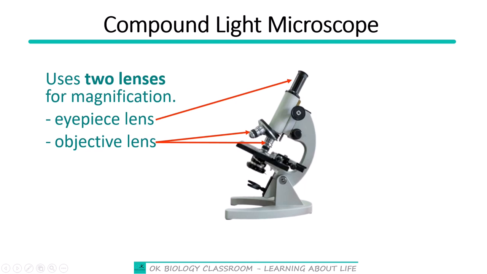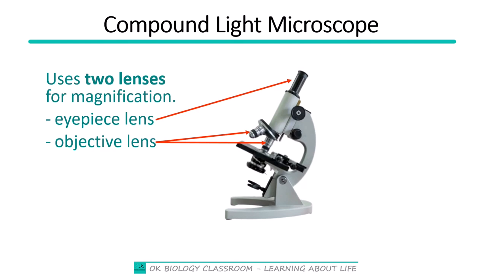Assuming we are using this particular objective lens, this magnifies the specimen first. Then the lens in the eyepiece would further magnify what has been magnified by the objective lens. So it's going to be something like double magnification. Exactly. So this gives the compound light microscope better magnification as compared to a simple light microscope, because the simple light microscope uses only one lens, that is the eyepiece lens. But this one uses both the eyepiece lens and the objective lens. So that's the difference between them.